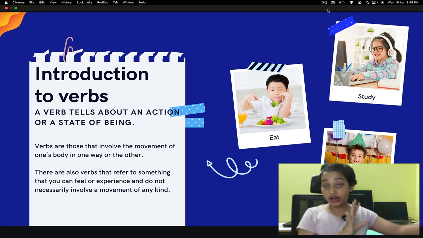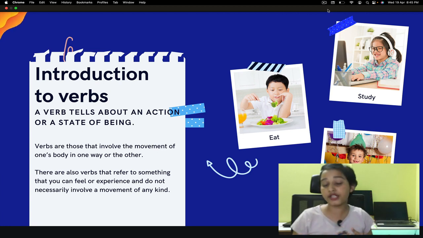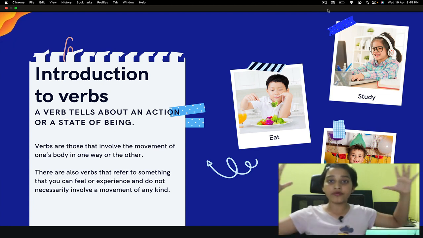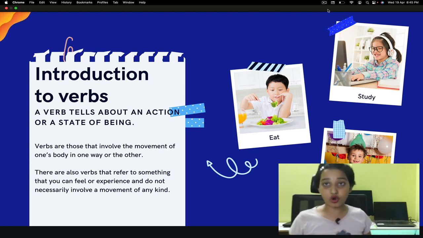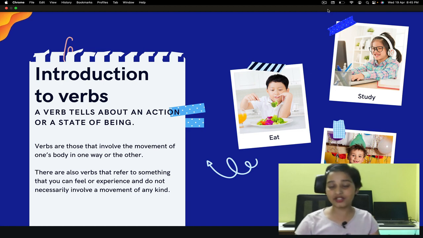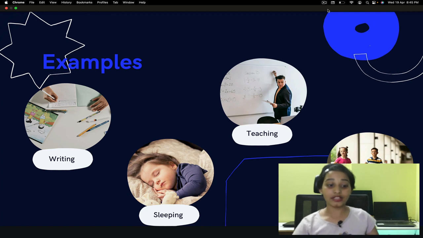Some verbs involve movement, while some verbs do not. They don't necessarily need a movement. They're just a feeling or an experience, and these are also called verbs. How about we see some examples to get better clarity. The first one is writing.